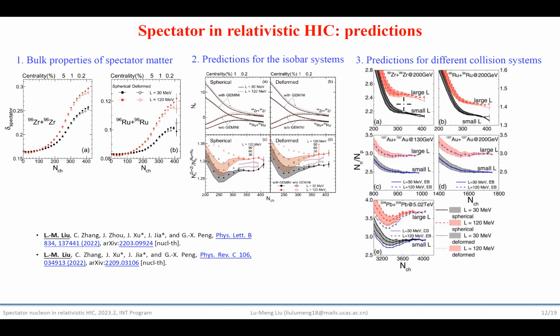Here we also make a prediction of the neutron over proton ratio for different single collision systems. Here we can see that the isospin effect is more pronounced for more neutron-rich collision systems, especially in the lead collision.